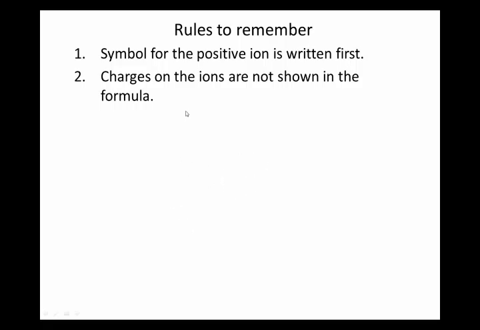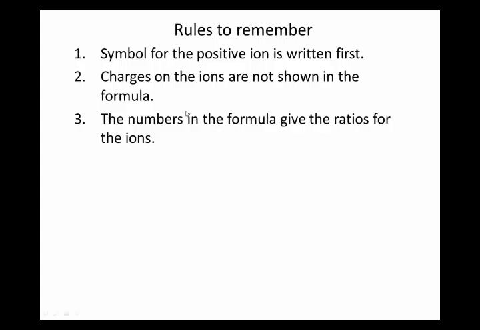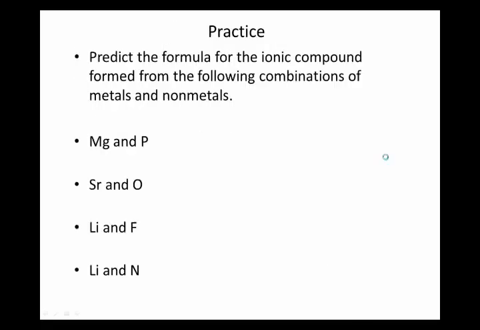Finally, the numbers in the formula give the ratios for the ions. They're not molecules in the sense that water is a molecule. They're different. Remember, I said before that there are some compounds that are not molecules. I'm talking about ionic compounds. They're lattices, not molecules. Okay, let's do a little practice. I want you to predict the compounds formed from the following combinations of metals and nonmetals. So we're going to write the formulas here. Pause it and do these.